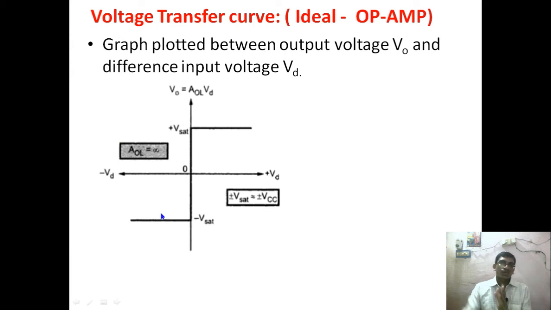So if the voltage is greater than 0, the output is plus V saturation. If the voltage is less than 0, then the output is minus V saturation. That is the voltage transfer curve.